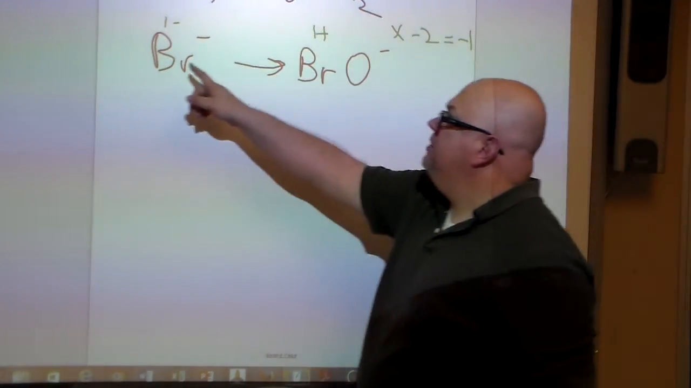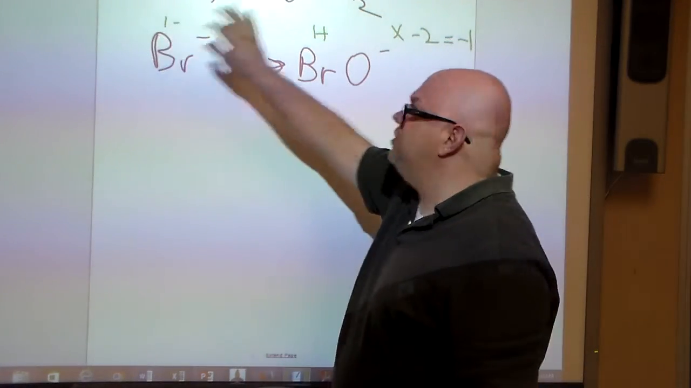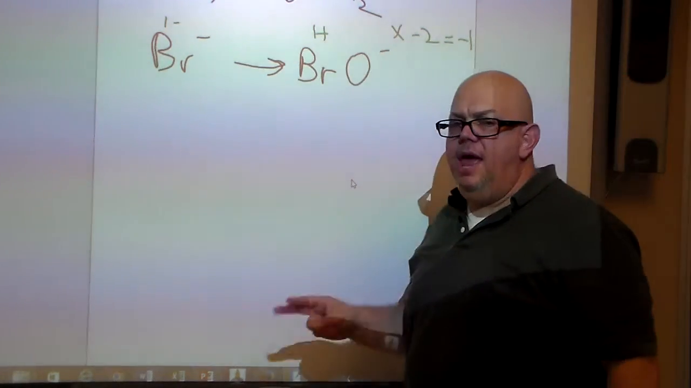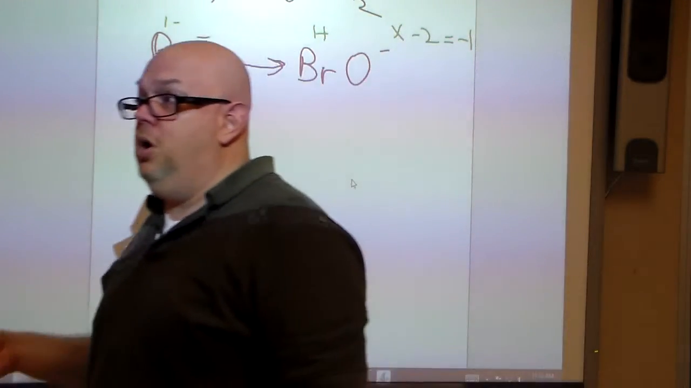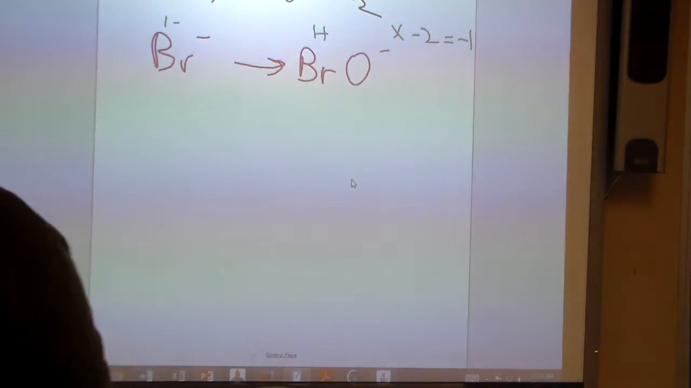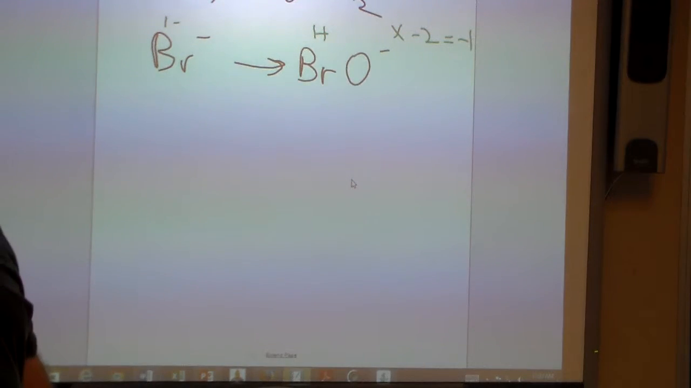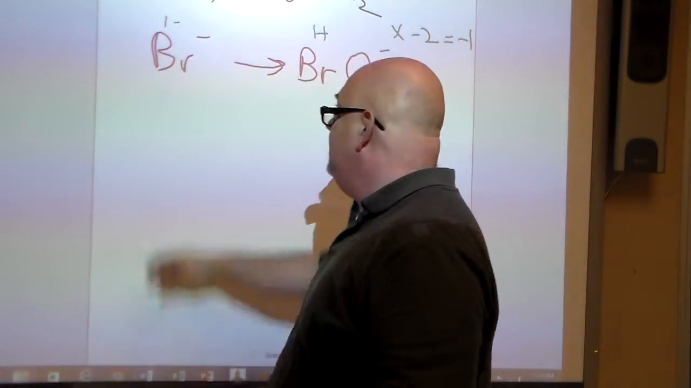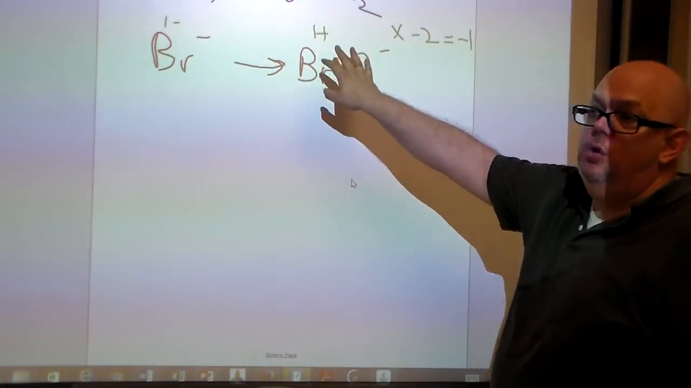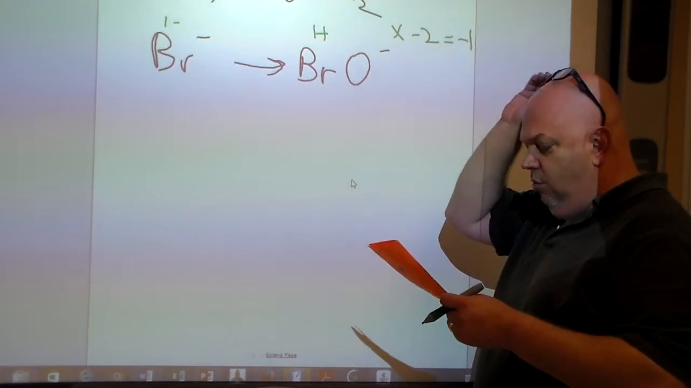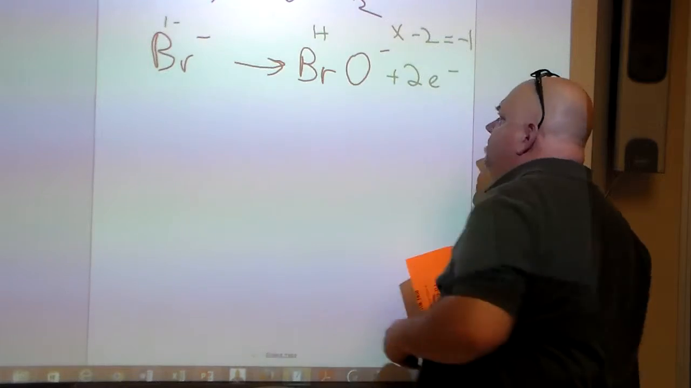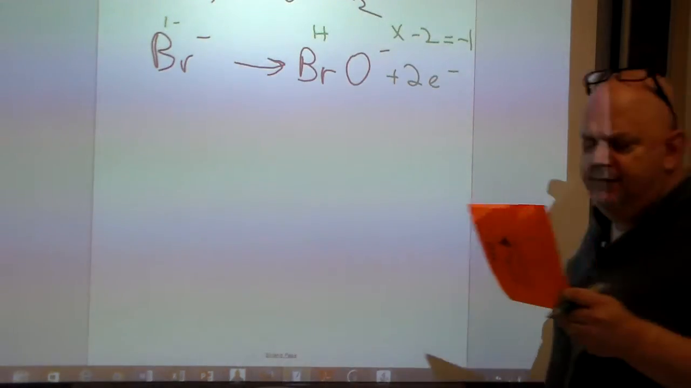Now, hold on a second. To go from bromine of -1 to bromine of +1, something had to happen with the electrons in order to make that work. What happened? Well, at this point, it would be a safe bet to say 2 electrons were kicked out, to make this go from a -1 to a +1. So, with that, that's the beginning for us.